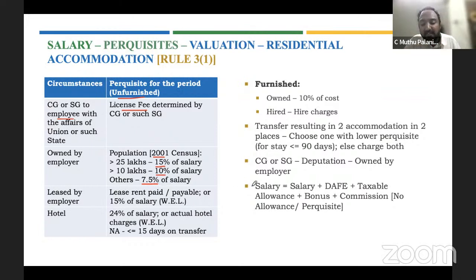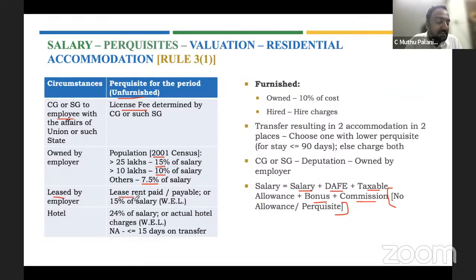Now, what exactly does salary refer to? Salary refers to salary, dearness allowance forming part of retirement benefit, any taxable allowances, any bonus, any commission, but does not include any other allowances or any other perquisites. So only these 5 should be considered; everything else should not be considered. On that, if the population is more than 25 lakhs, you apply 15%. If more than 10 lakhs, you apply 10%. Everywhere else, it is 7.5% of salary. What about when it is leased by the employer?